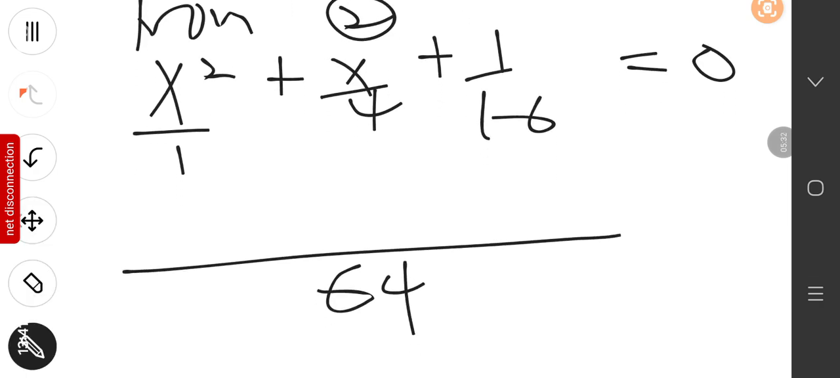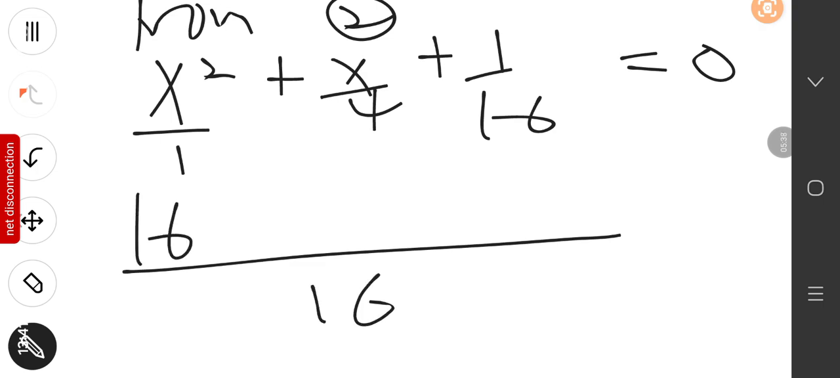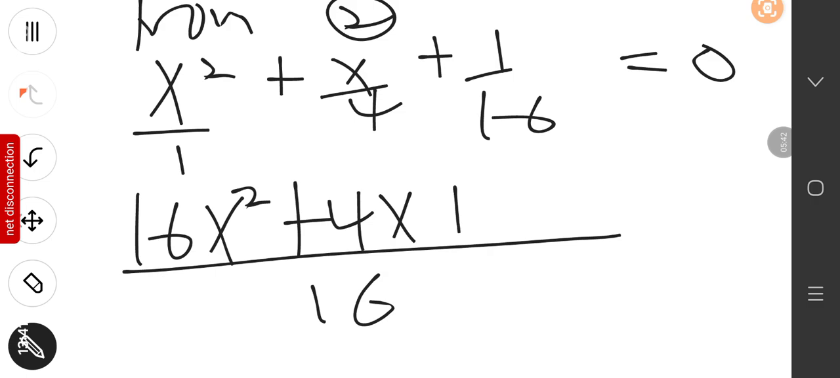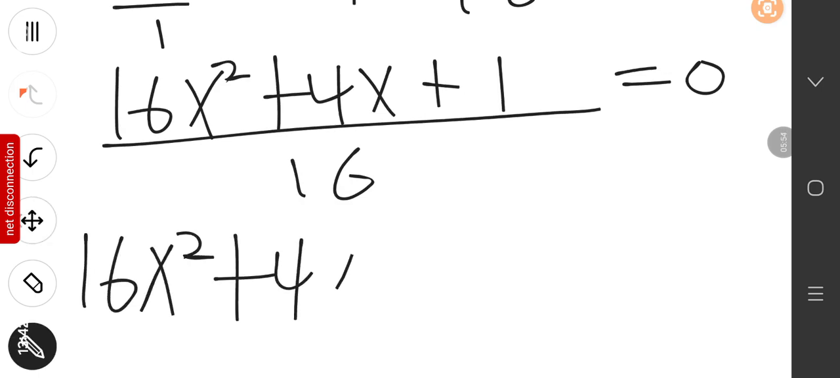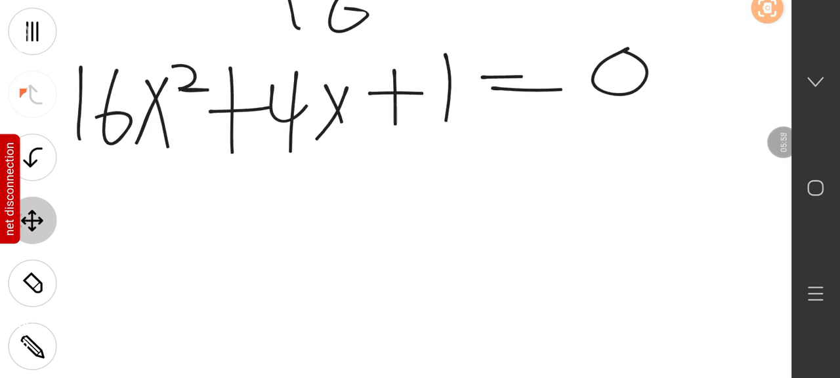All right, so this is 16. And 1 goes to 16, so you have 16x squared plus 4 goes to 16, so you have 4x plus 16 goes here, so you have 1 equals 0. Okay, so our equation becomes 16x squared plus 4x plus 1 equals 0. All right, now let's apply the quadratic formula.